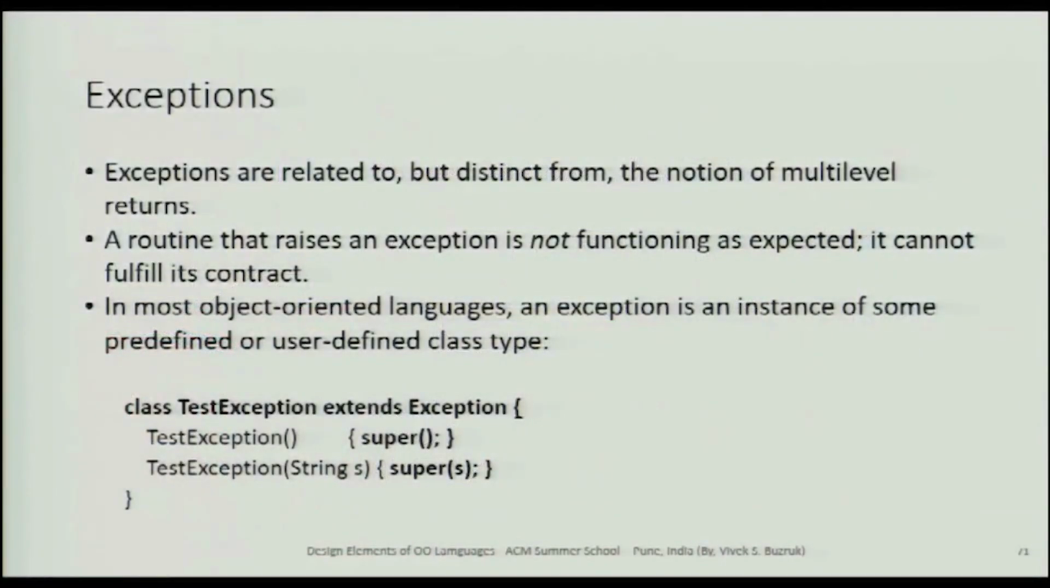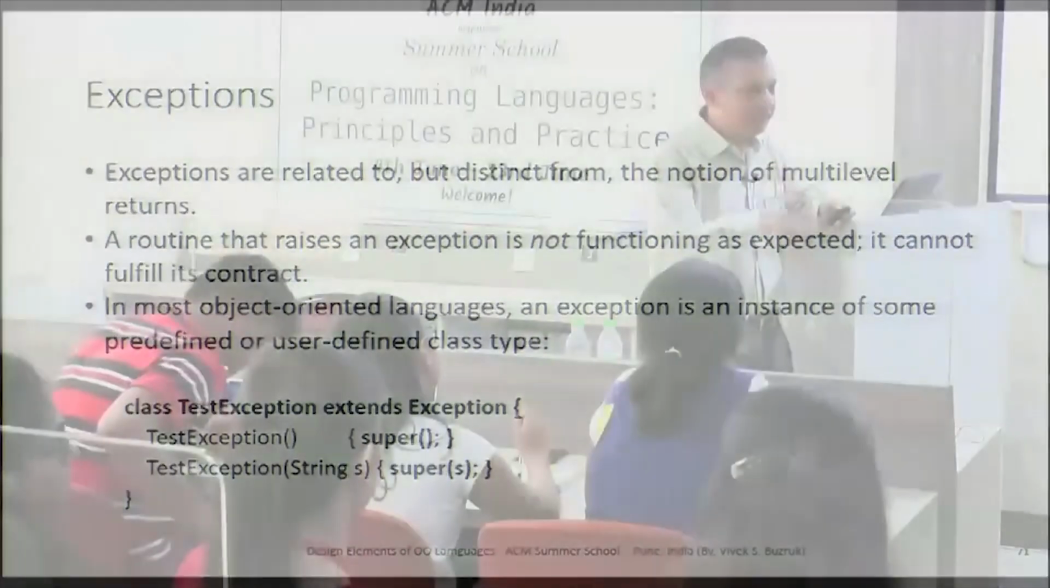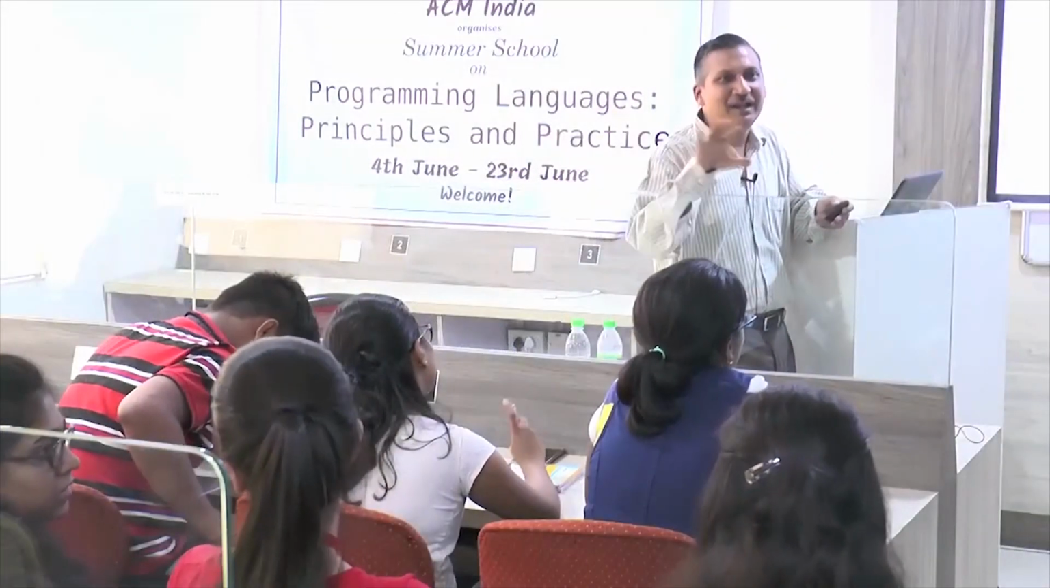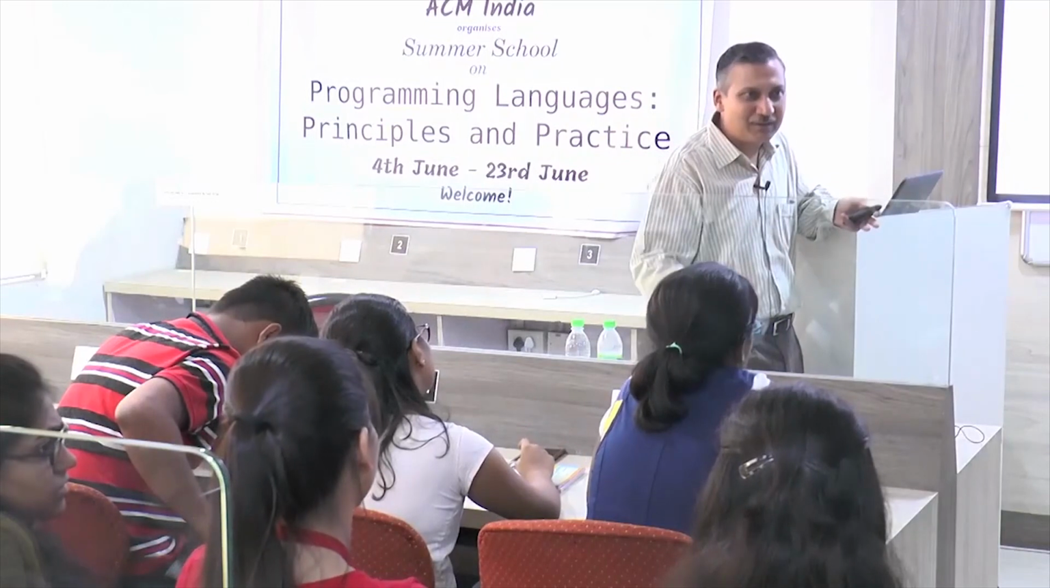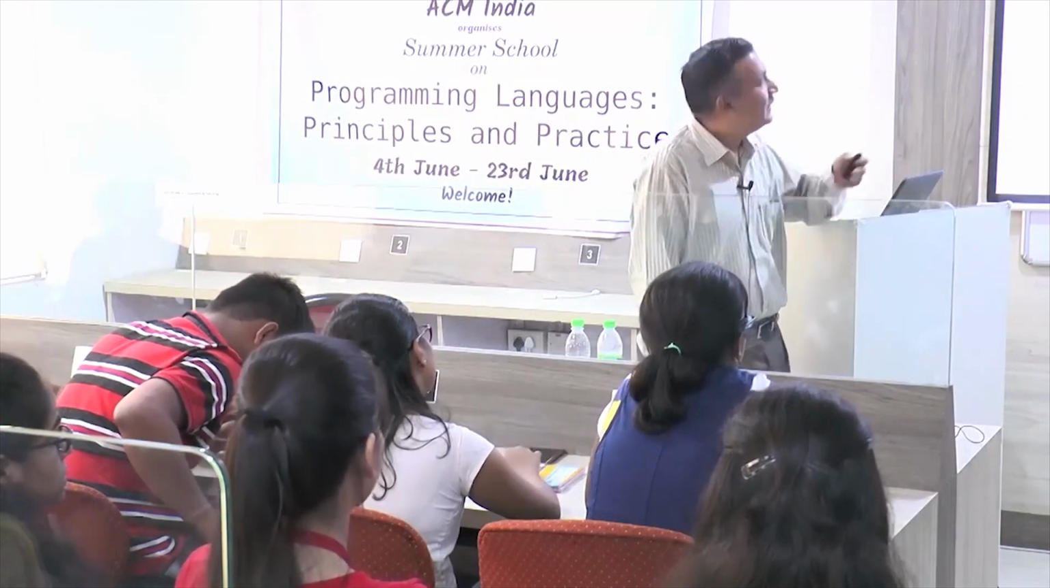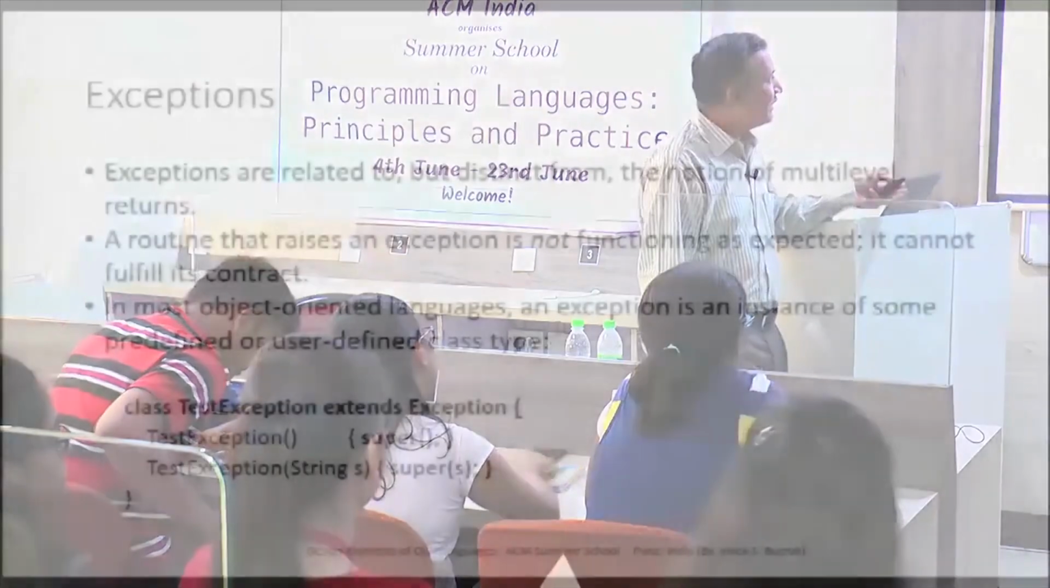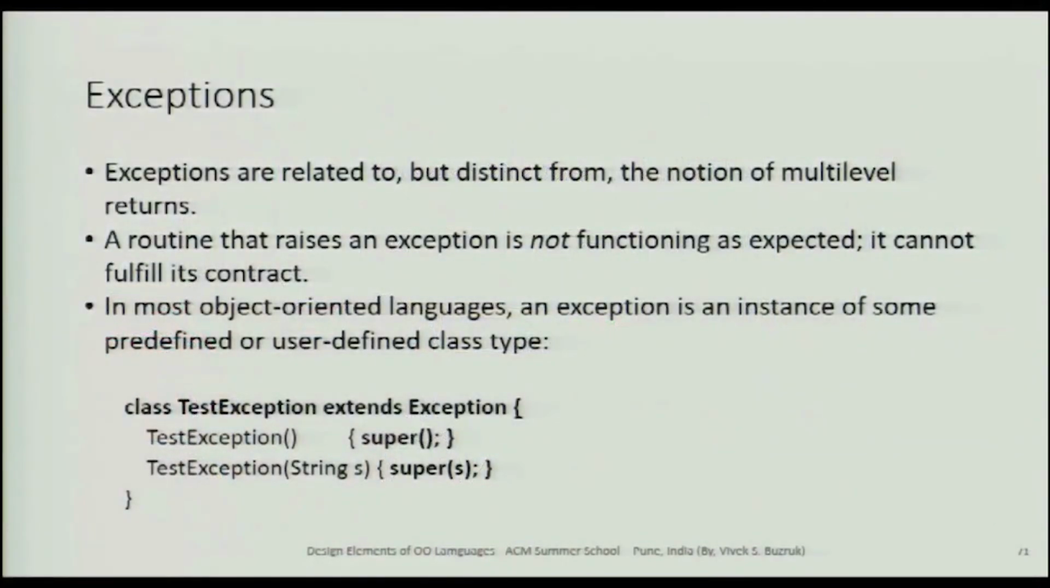Exceptions, yes, obviously they are like a multi-level return, but they are not exactly a multi-level return. I do not know how many of you have studied Pascal and these languages which allow the nesting of subprograms? No, none of you, okay. So leave that. Basically it is returning at some other point than the normal return, correct. So why is it raising exceptions? It means it is not behaving as expected.